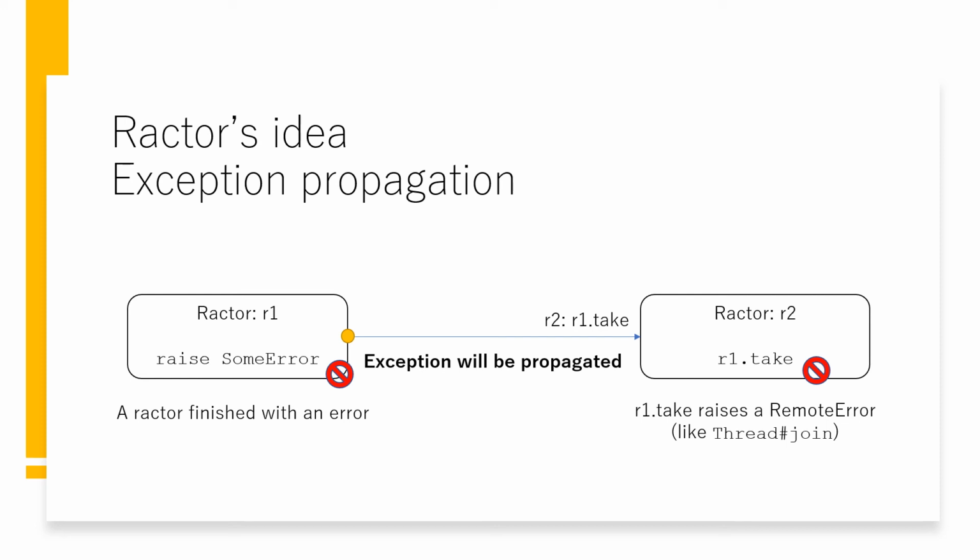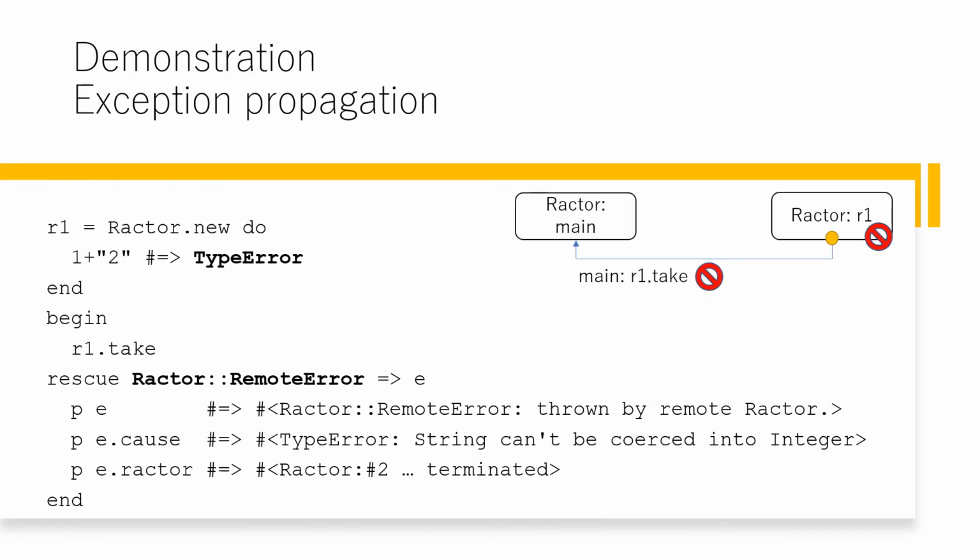There is another important idea, exception propagation. If a Ractor terminates with an exception, the taking Ractor will raise a remote error, like the thread join method does. In this program, Ractor R1 raises a type error exception, and the main Ractor tries to take from R1, and the take method raises a remote error exception. This exception contains the reason when and why the original exception was raised. In this case, e.cause shows the original type error, and e.ractor shows which Ractor caused the type error.